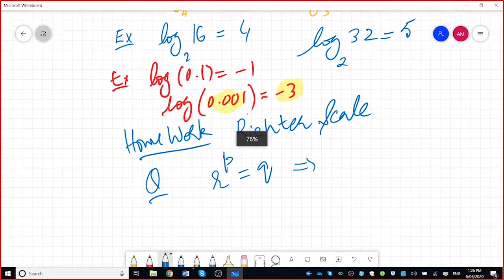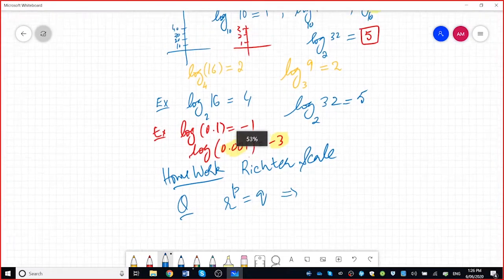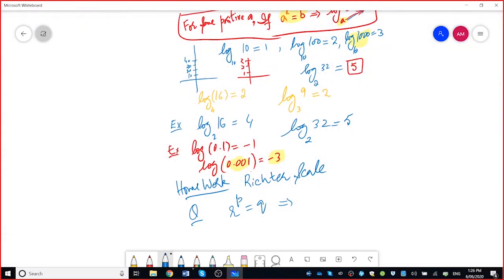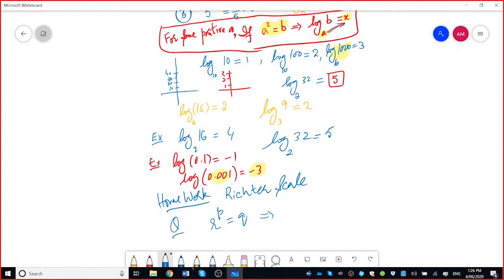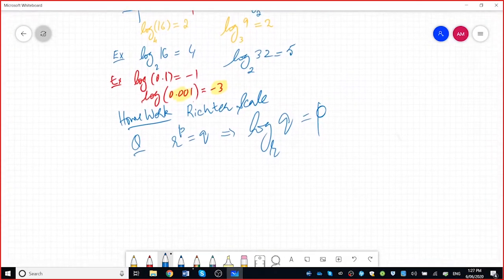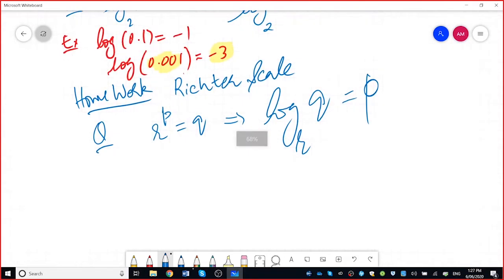So what would it be? Okay, it would be log base r of q equals p. Yes, very nice. Log of q to the base r is equal to p. Yeah, that's good. So I think you are able to do a few things.